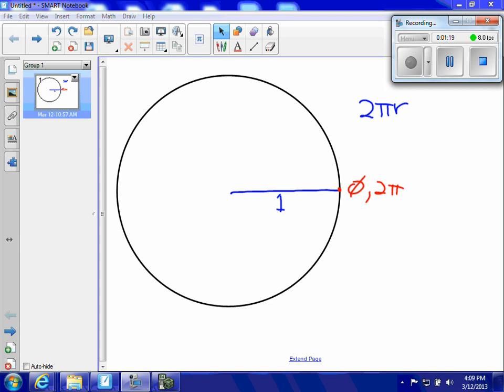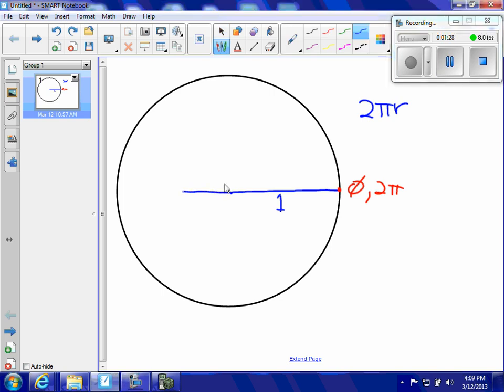So that being the case, if it's 2 pi to go all the way around the circle, what if I only go halfway around the circle? So I go to this point right there. Well, if it's 2 pi to go all the way around the circle, to go halfway around the circle, it's a distance of pi. Again, because our radius is 1. It's a distance of pi.